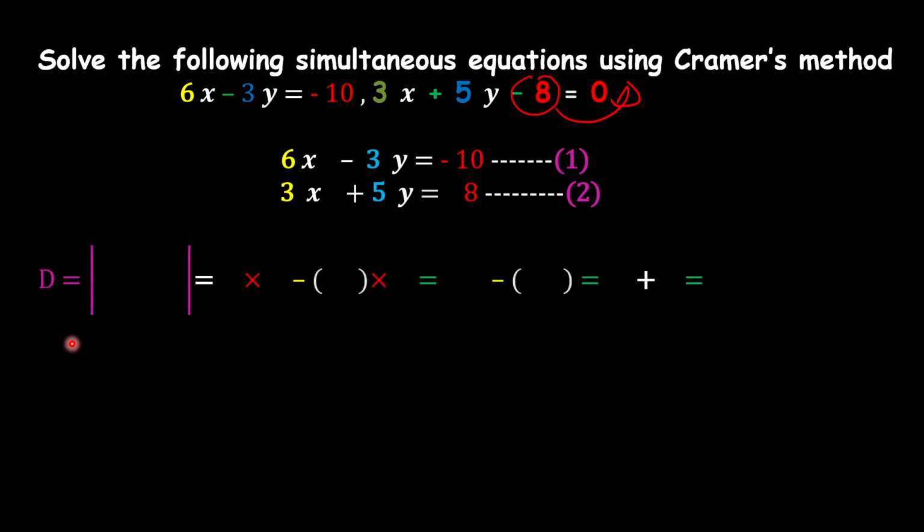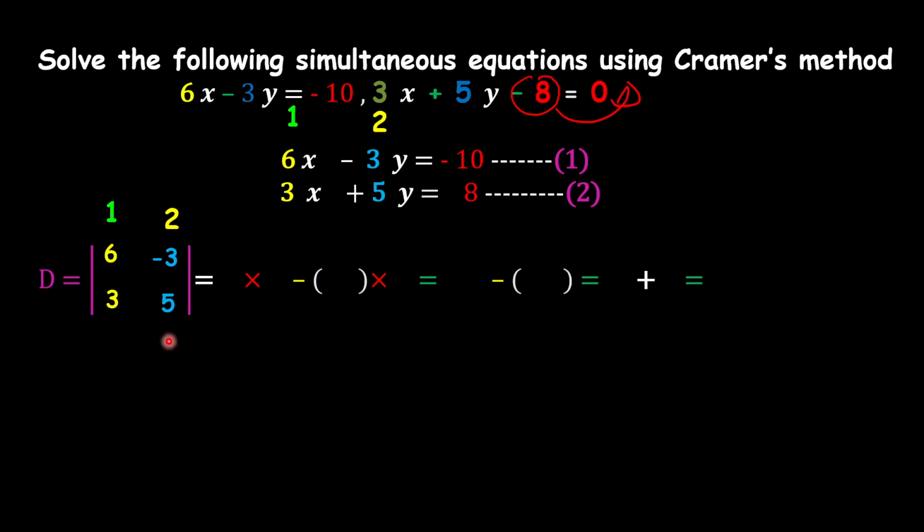Now determinant D is nothing but, remember, D means 12. Now 1 means the coefficient of x. Which are the coefficient of x in this equation? 6 and 3. We write this coefficient with the sign. And 2 is nothing but coefficient of y. We write the coefficient of y with the sign. The coefficient of y in the first equation is negative 3 and that in the second equation is 5. Therefore we write negative 3 and 5.